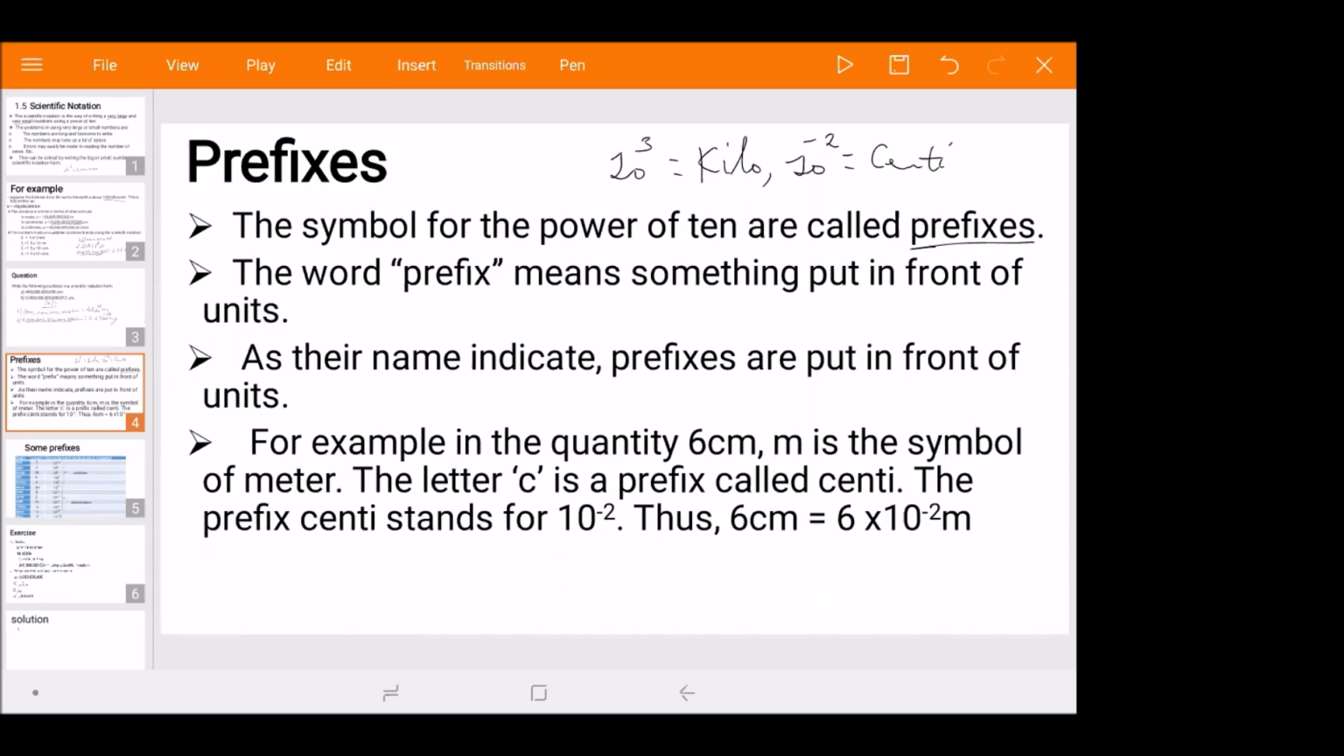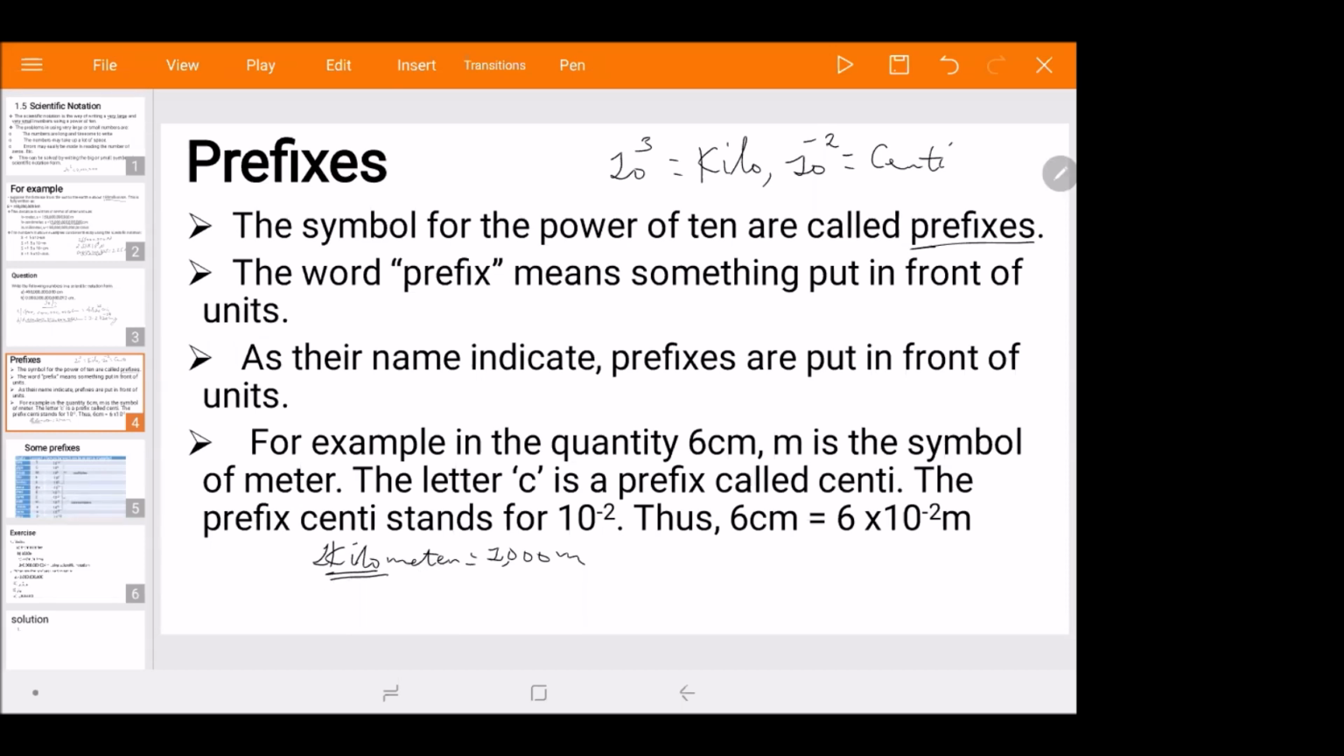The word prefix means something put in front of units. For example, kilometer. 1 kilometer is equal to how many meters? 1,000 meters. So kilo is put in front of meter.